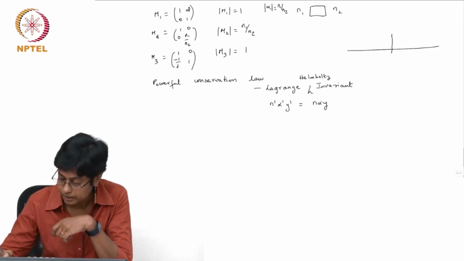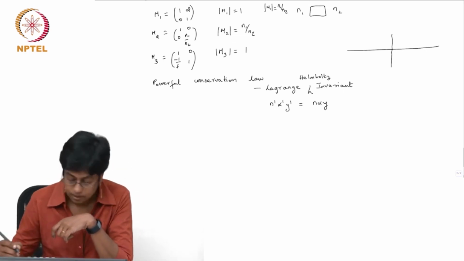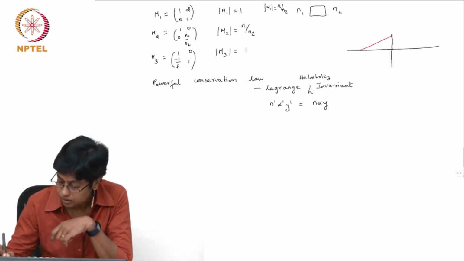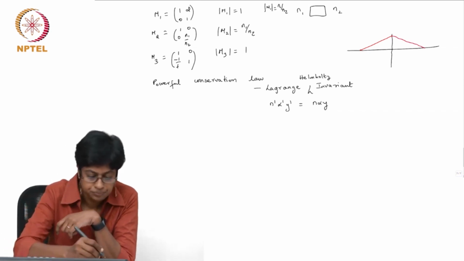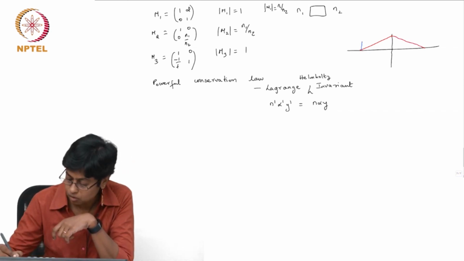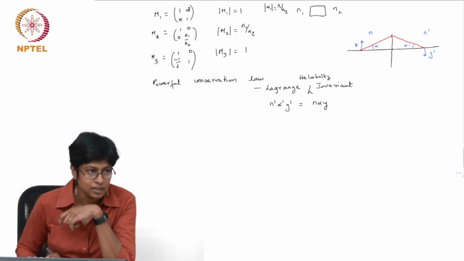So, again I have a lens, I am going to draw a thin lens, so I am drawing it as a line, and I have a ray traveling like this. And so, this is an axial ray. I have an object, this is y, this is alpha. I have an image, this is y dash, this is alpha dash, this is n dash, this is n.